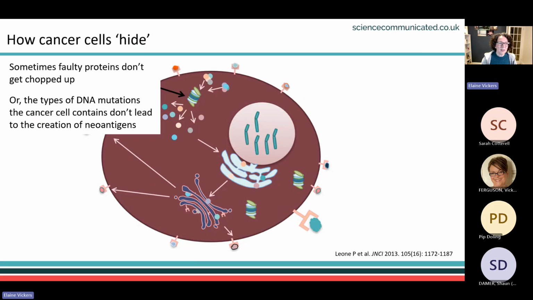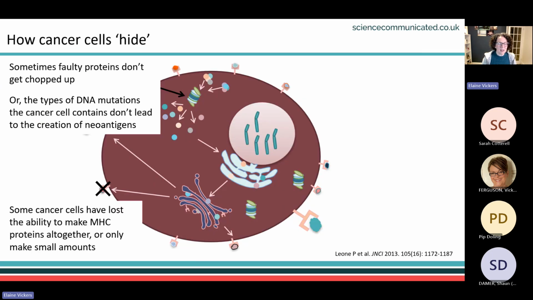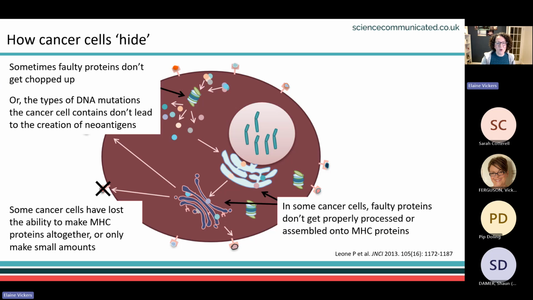And a lot of the time, what has happened is the cancer cells have lost most of their MHC proteins, or the MHC proteins just aren't in operation properly. The neoantigens aren't getting slotted into place inside the MHC proteins, and so the MHC proteins are empty. And there's a significant proportion of cancers where the sorts of mutations the cancer cells contain just don't really lend themselves to the creation of neoantigens.